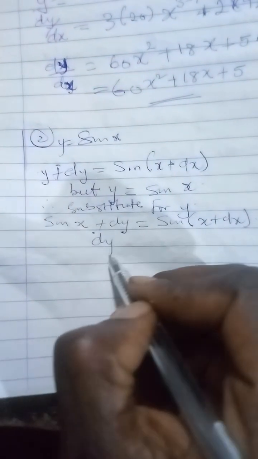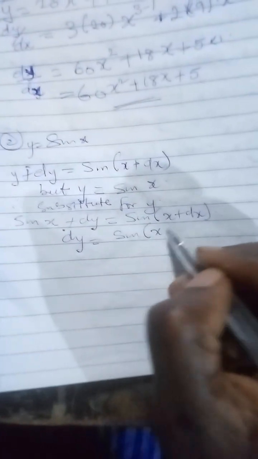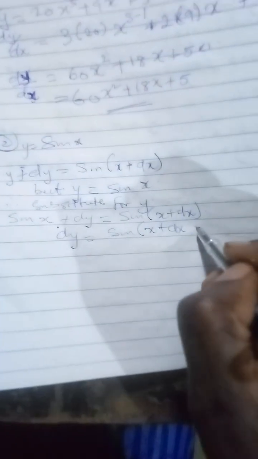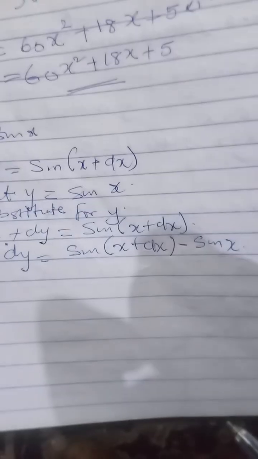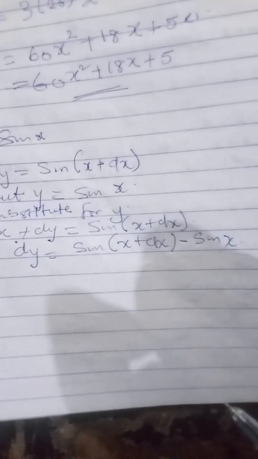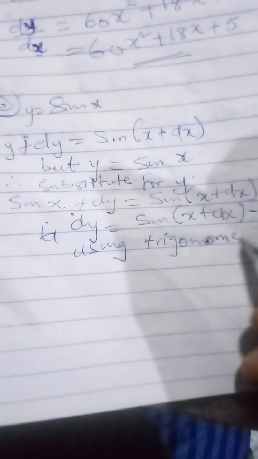Very good. Then the next thing is make the y subject of the formula. So making dy the subject of the formula, you now have your dy will give you sine into x plus dx, close the bracket, minus sine x. So is that clear? Very good. So then after this now, we are using trigonometry formula.